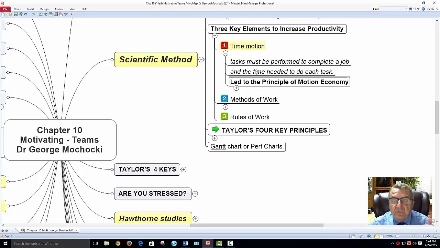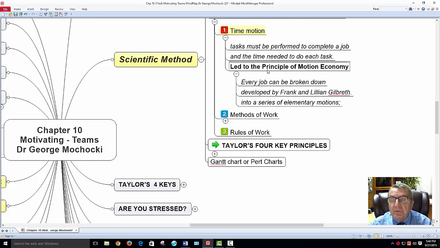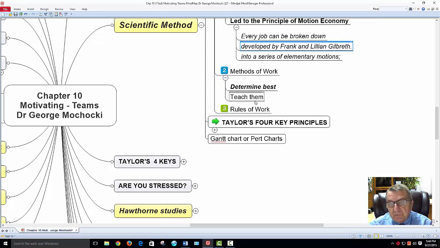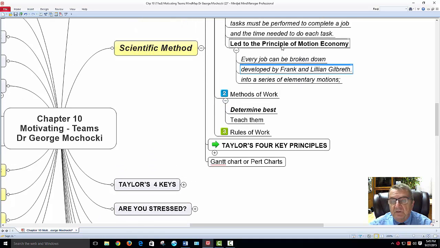Okay. Now, time motion basically led to the principle of motion economy. Every job can be broken down, as developed by Frank and Lillian Gilbreth, into a series of elementary motions. And so a lot of things came out of this where we're looking at production, manufacturing, and even now we utilize what we call best practices. Okay, now methods of work, again, determine the best and teach them best practices, and this is motions.